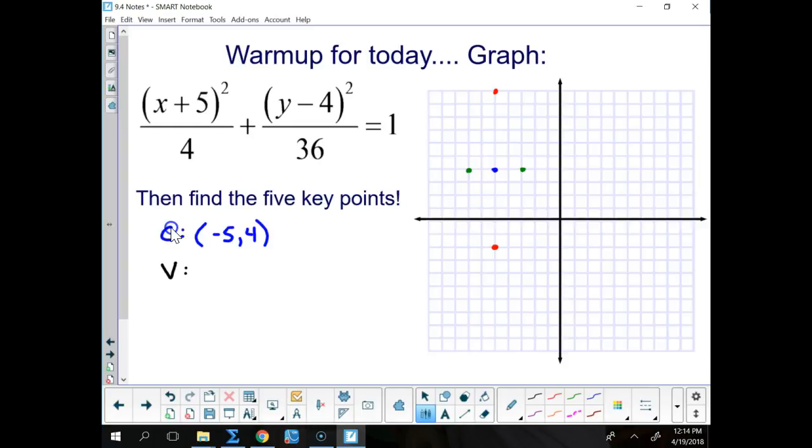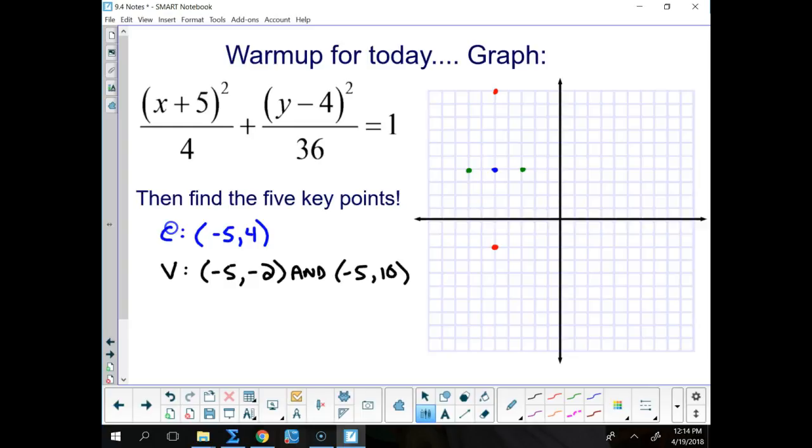Red dots or green dots? Red dots, okay. So that would be -5, comma, -2, and -5, comma, 10. Agree? Pick somebody for the next one.